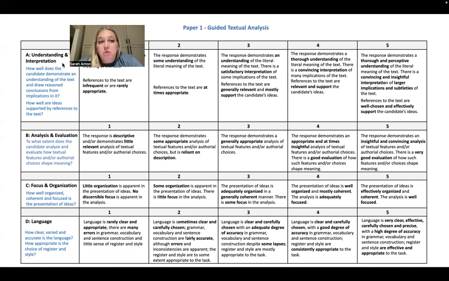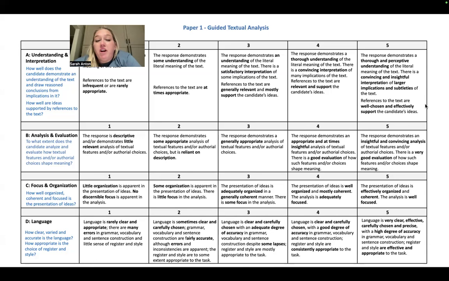The paper one rubric is out of 20 points, and each one of the criteria is weighted the same. They're each weighted at a max score of five. Paper two is different. So this is important to understand and to think about to strategize.